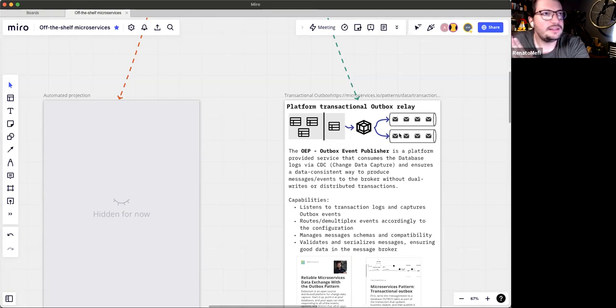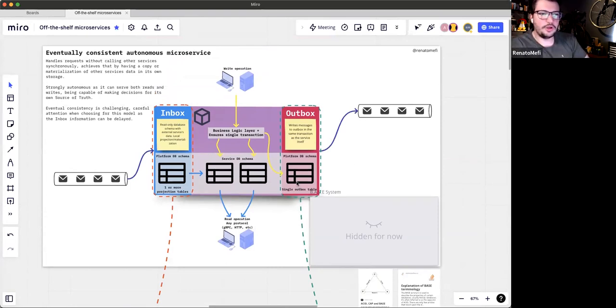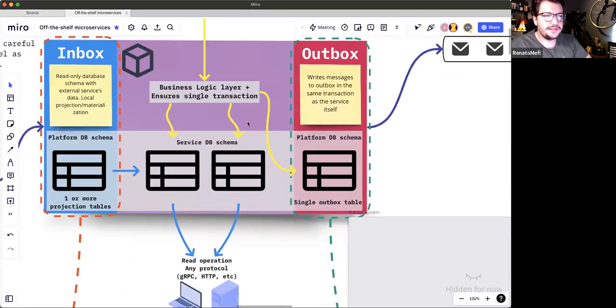Let me read the message here. Does an Outbox pattern imply that there must be a transaction over the platform schema and the services schema? What if it's a different machine? I'm not sure if I fully follow your question, but in here, the schemas will be on the same database. That's extremely important, and they have to be in the same transaction.